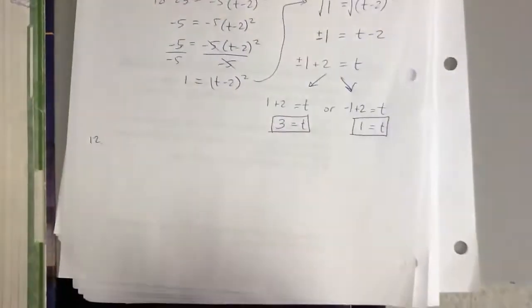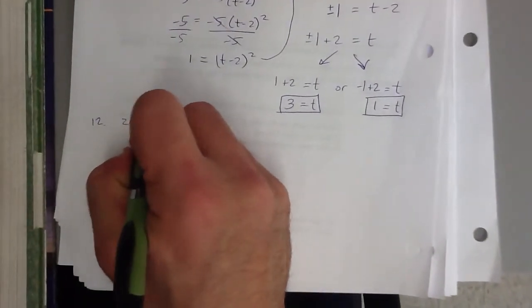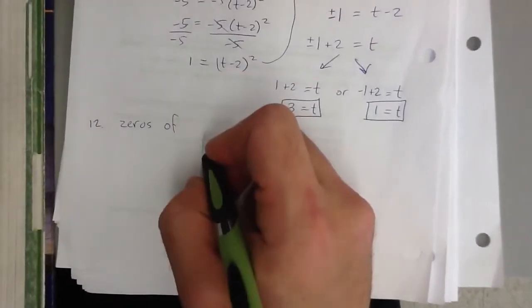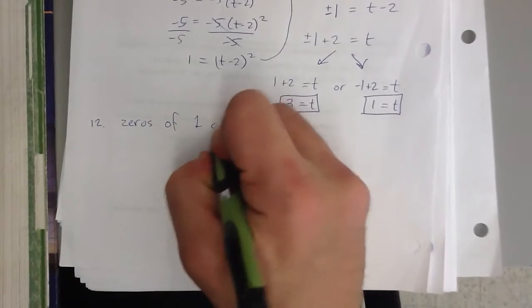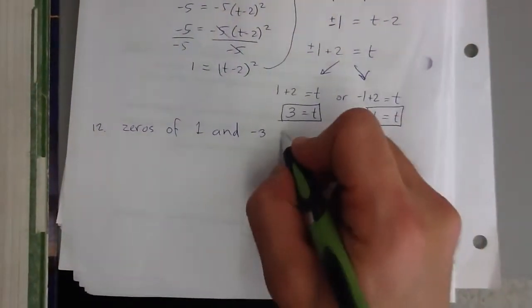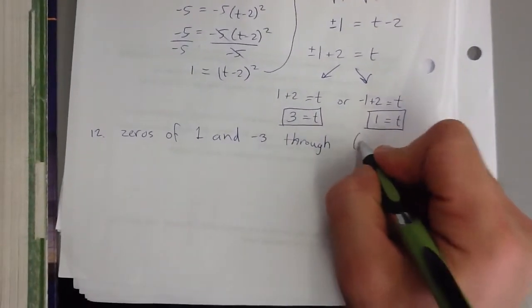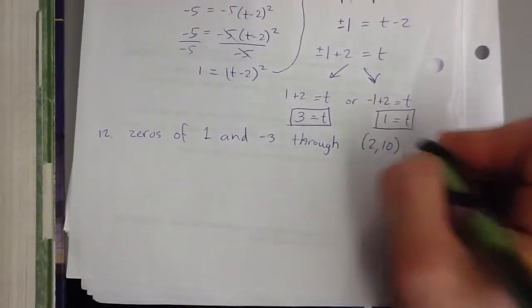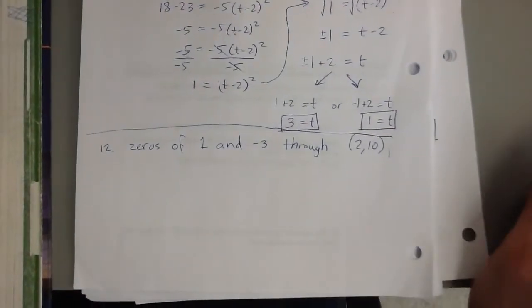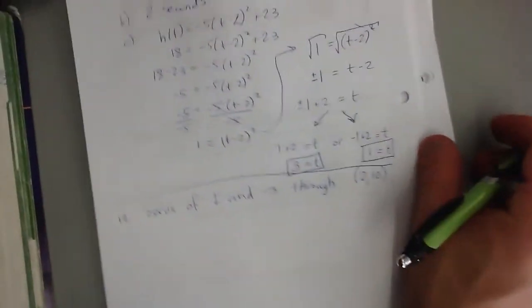So let's look at number 12. Number 12 says, a quadratic function has zeros of 1 and negative 3, okay? And it passes through 2, 10, okay? So it has zeros of 1 and negative 3 and passes through 2, 10. Write the equation in vertex form.